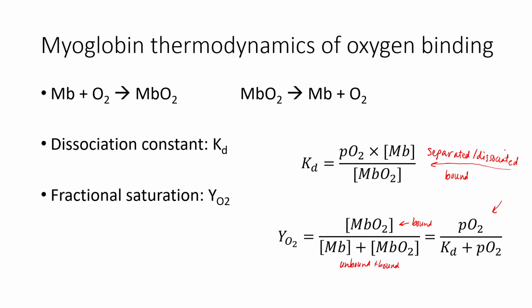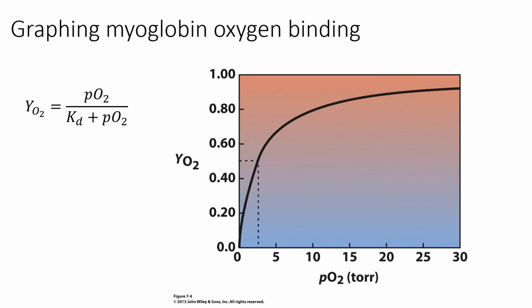And so this helps us to more easily think about the relationship between the dissociation constant, the fractional saturation, and the partial pressure of oxygen that's available in the tissue. So let's think about what that means graphically in terms of when myoglobin wants to bind oxygen and when it might want to release oxygen.